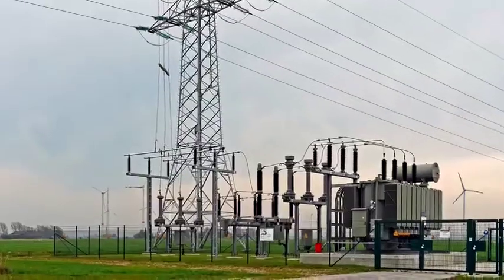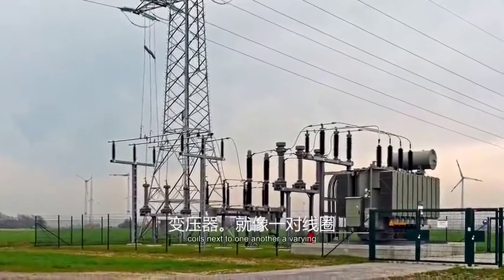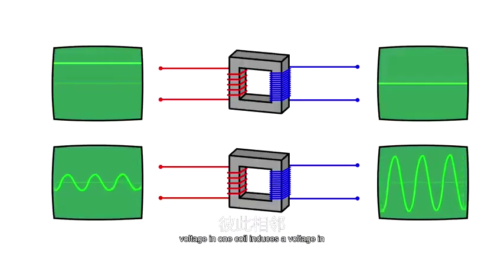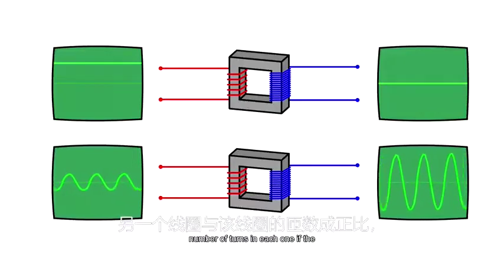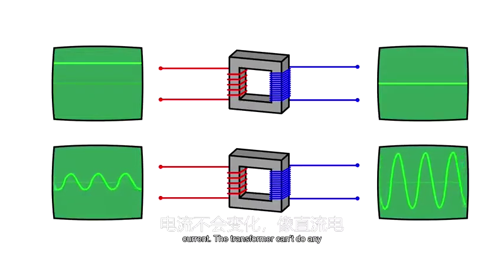The device that performs this important role, called a transformer, is as simple as a pair of coils next to one another. A varying voltage in one coil induces a voltage in the other coil proportional to the number of turns in each one. If the current doesn't vary, like in direct current, the transformer can't do any transforming.